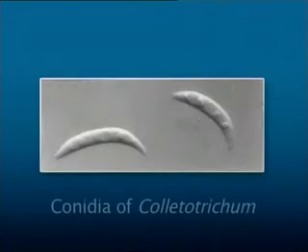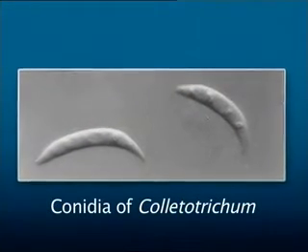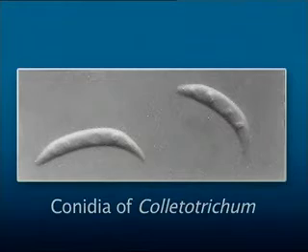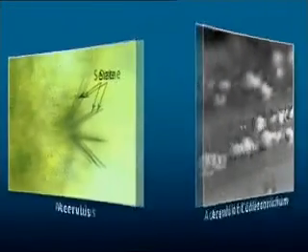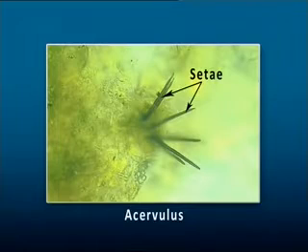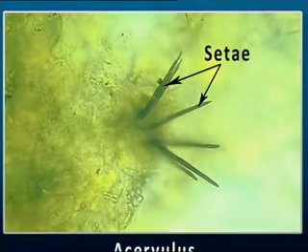The only method of reproduction is asexual reproduction. It occurs by means of conidia. Conidia are formed in asexual fructifications called acervuli. An acervulus appears as a saucer-shaped structure and is surrounded by stiff, black, unbranched hairs or bristles termed as setae.